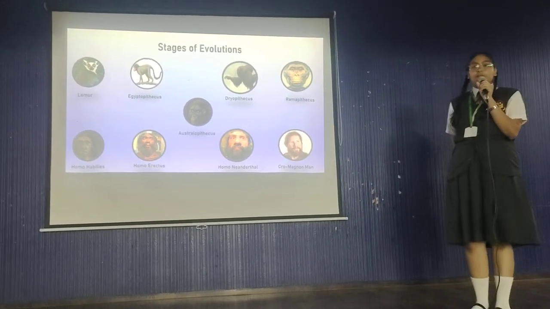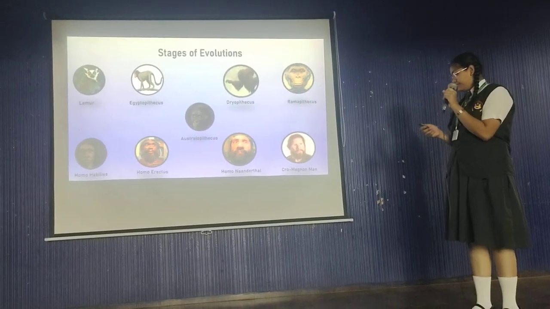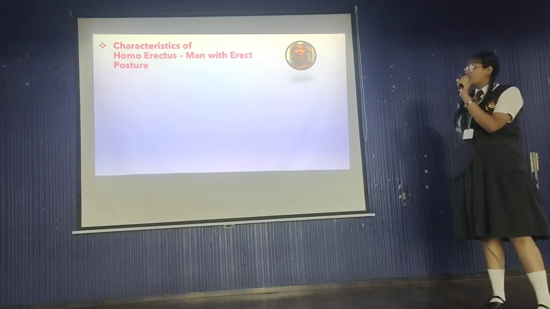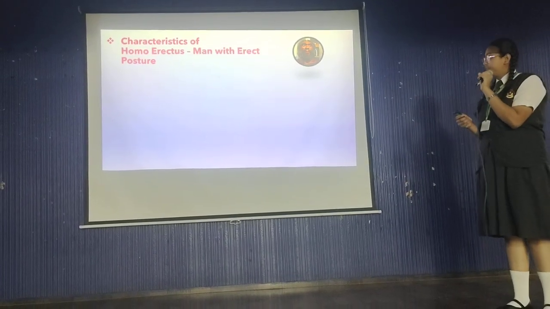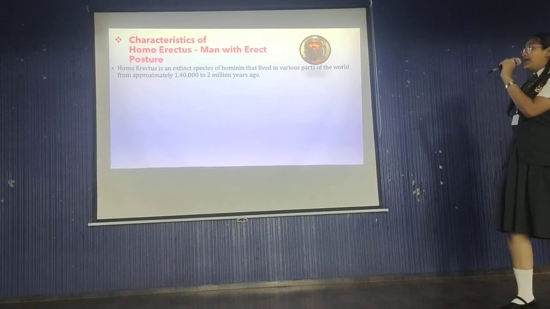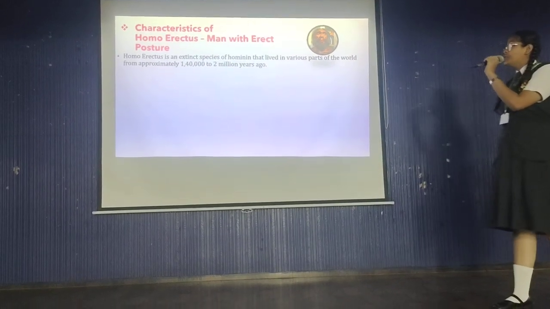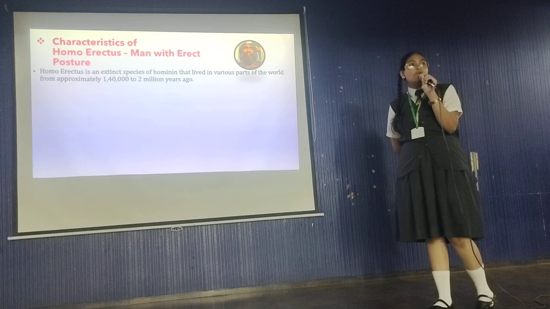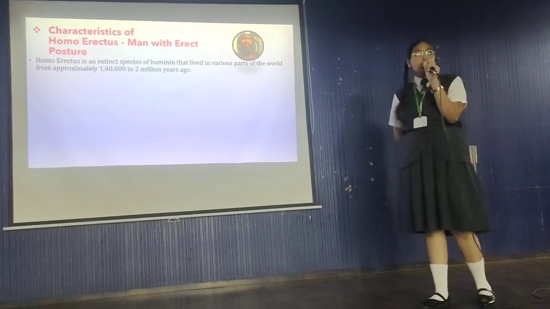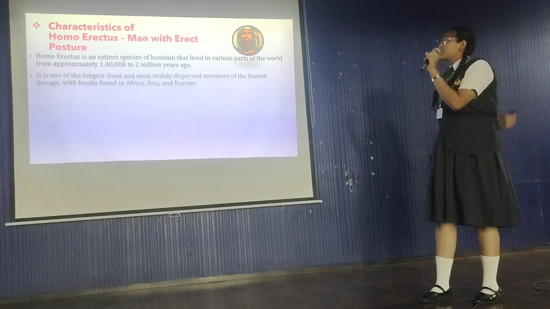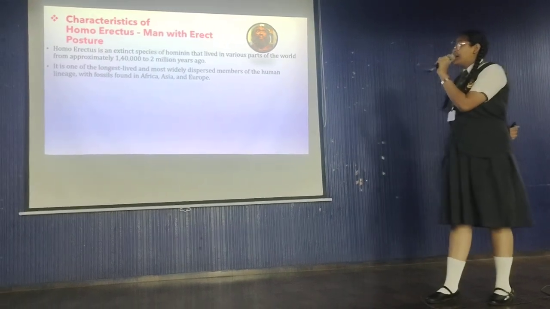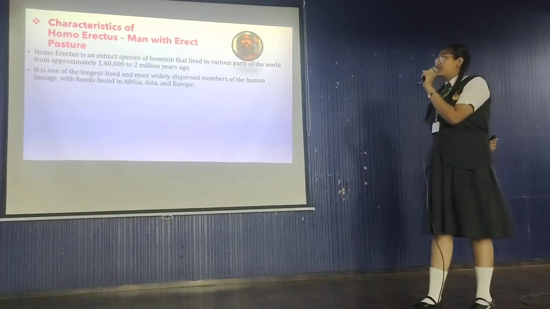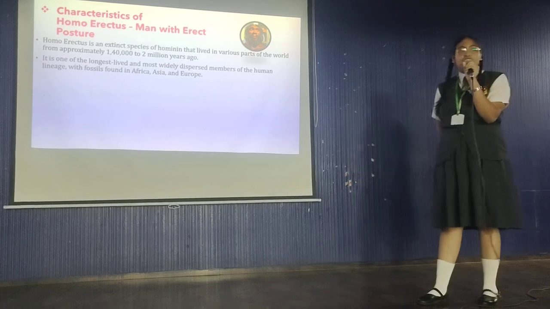I am here to explain to you about Homo erectus. Characteristics of Homo erectus. Homo erectus is an extinct species of hominid that lived in various parts of the world from approximately 140,000 to 2 million years ago. It is one of the longest lived and most widely dispersed members of the human lineage, with fossils found in Africa, Asia and Europe.